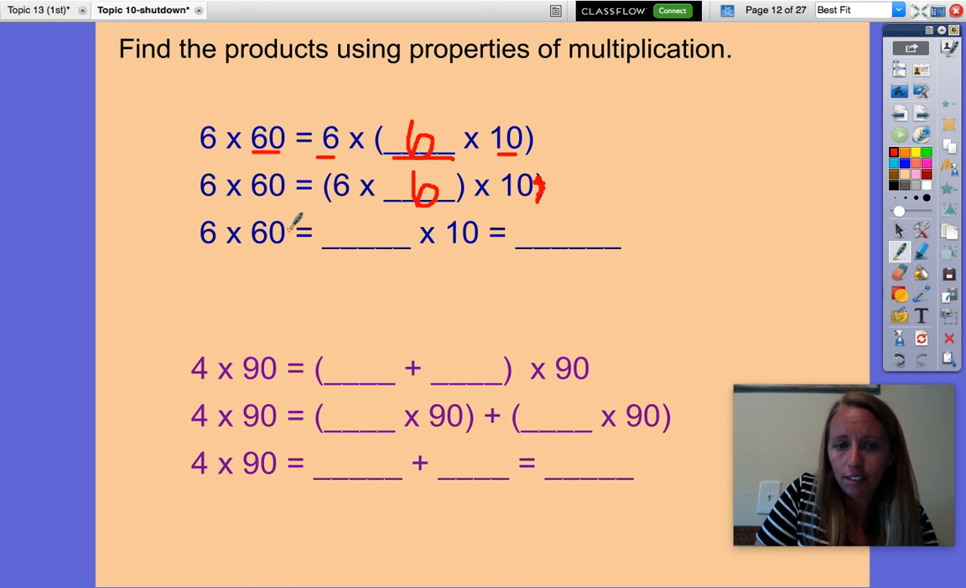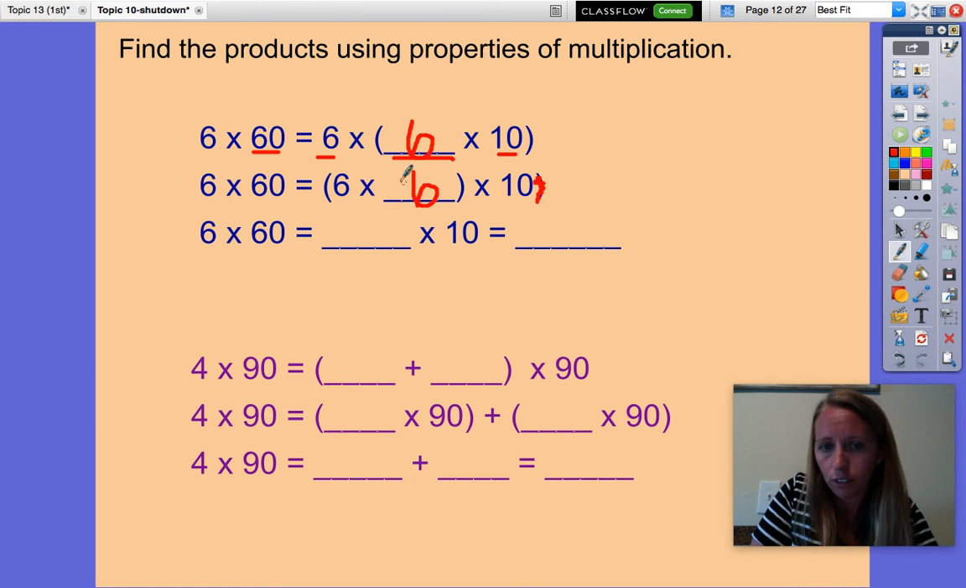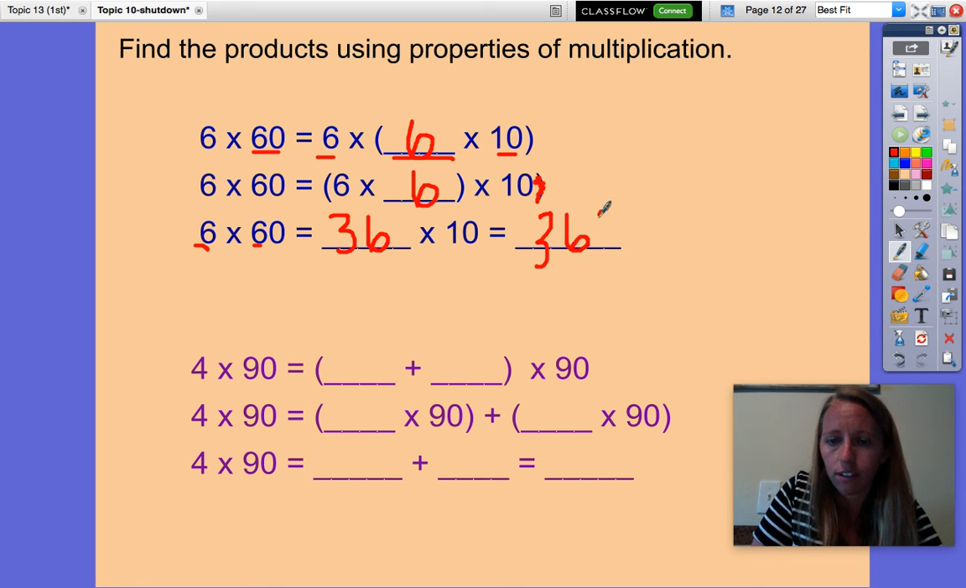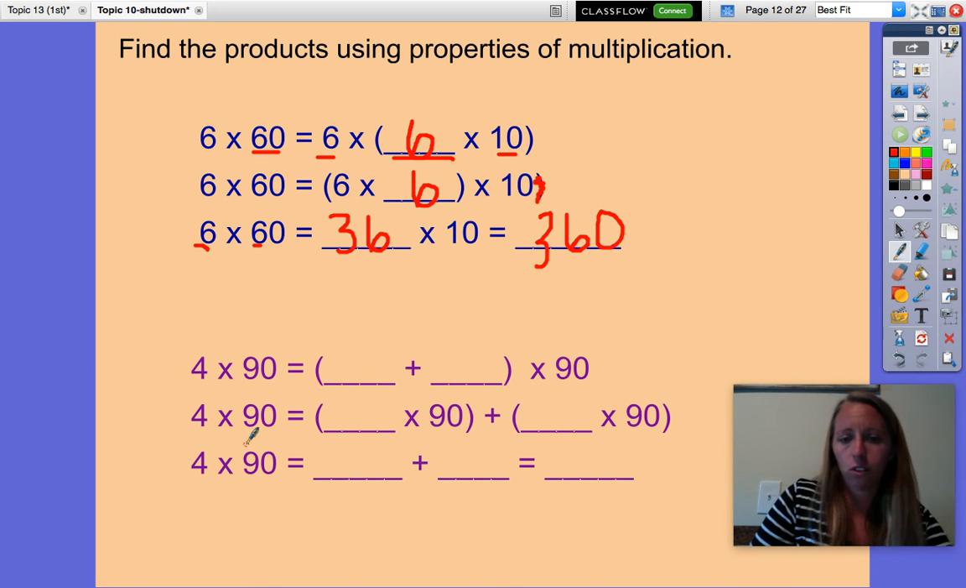6 times 60 is equal to something times 10. Okay? We are going to make this easier. We're going to take this equation and we're just solving it. So 6 times 6 is 36. Right? It's our base fact. Times 10, which is equal to 360. Okay? So that was using the associative property.